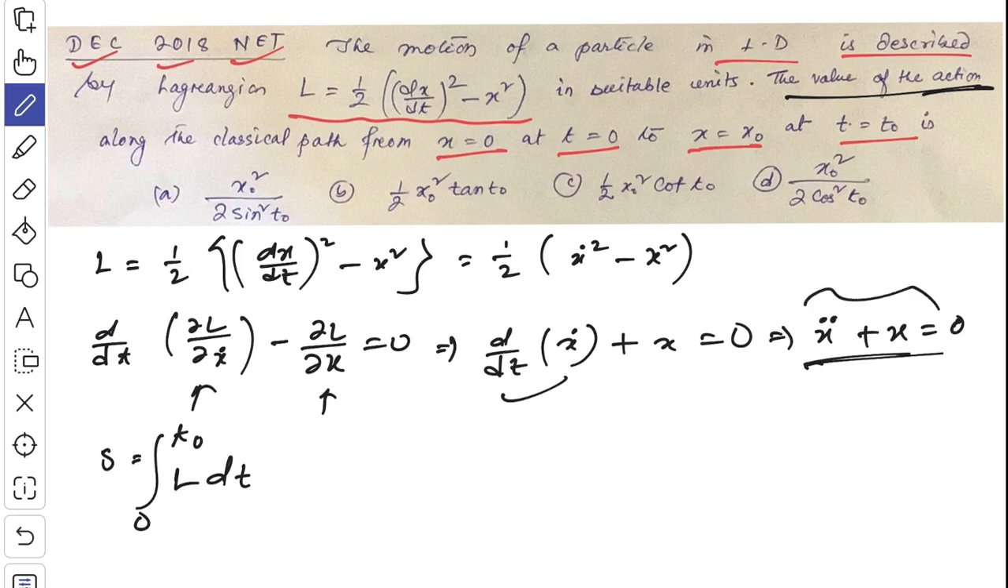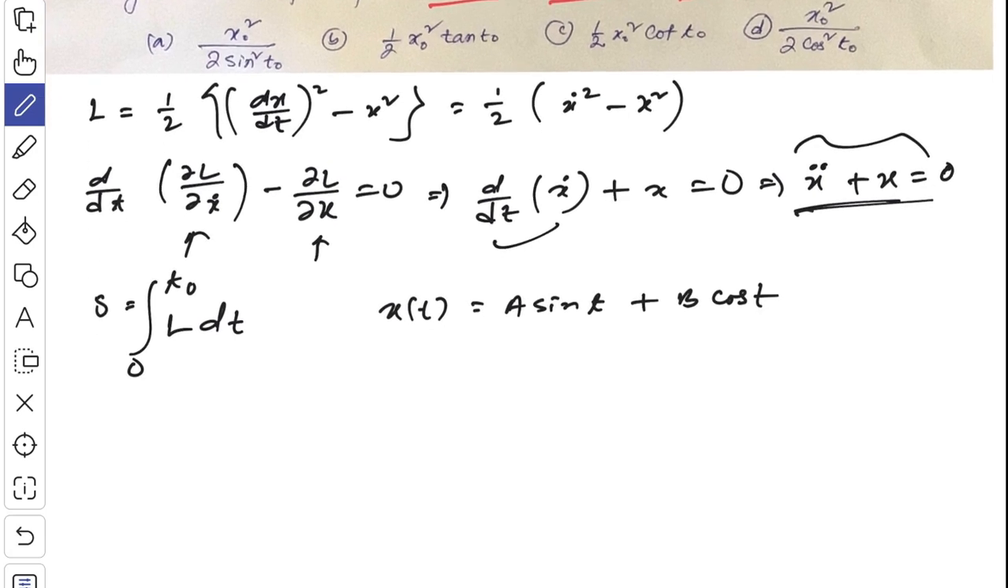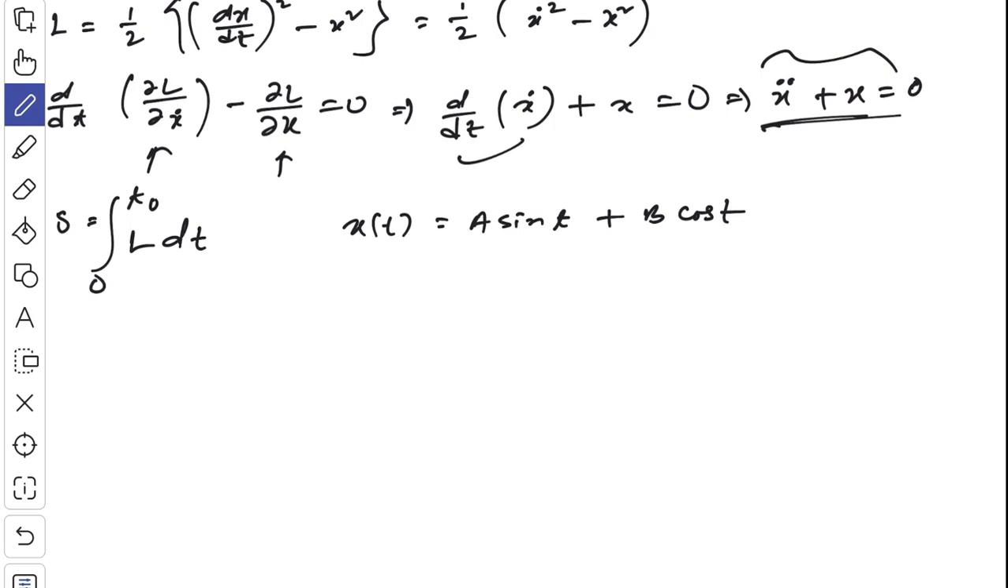this is a differential equation, and the solution of such a differential equation is given by x of t is equal to a sin t plus b cos t. Okay, so this is the solution. Now here you see, we know that x is equal to 0 when t is equal to 0. So let me write. Sorry.